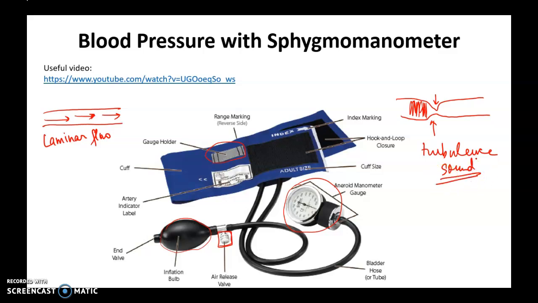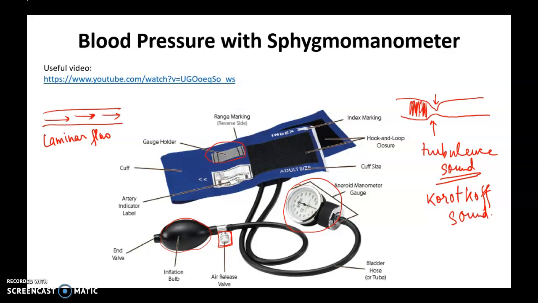And this sound that we will hear is called Korotkov sound. Listen carefully. Korotkov sound is not lub-dub. Lub-dub are separate sounds that were produced by closure of the AV valves and closure of the semilunar valves respectively. This is a different sound that we hear in the arteries by turbulence of blood in the arteries. So this is Korotkov sound. So what's the point here?